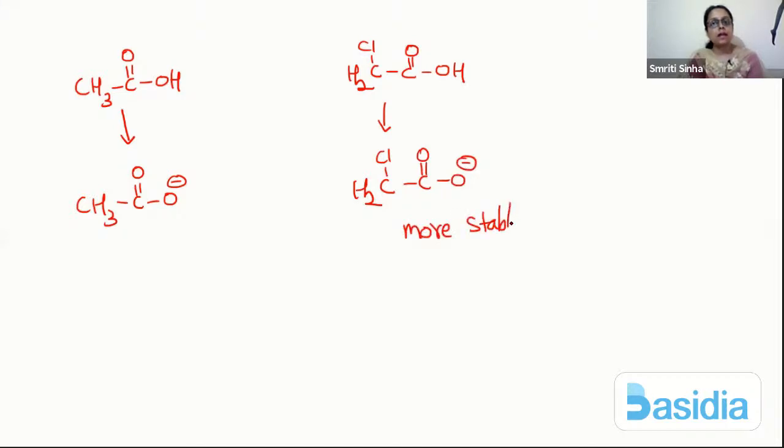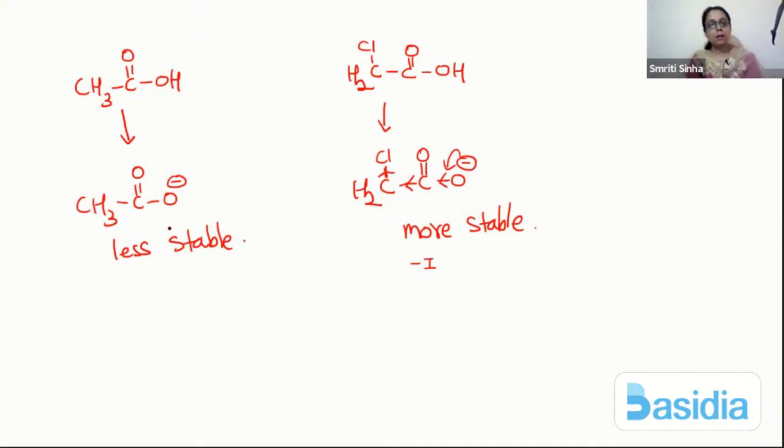Why? Because here you have one chlorine atom which is electronegative in nature, and which is going to pull the charges towards itself, because of which the O negative, which is highly negative in character, will be well stabilized due to two things. First is the resonance, and other is the minus I effect, because of which this will gain extra stability as compared to this. Therefore you can say this conjugate base is less stable, and monochloroacetic acid is more acidic than acetic acid.